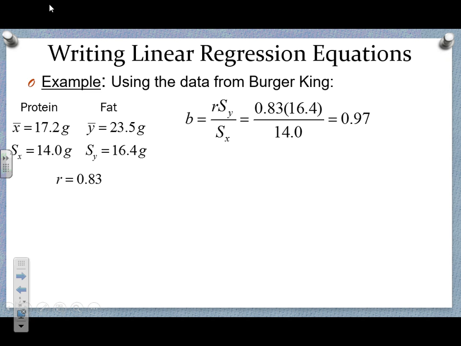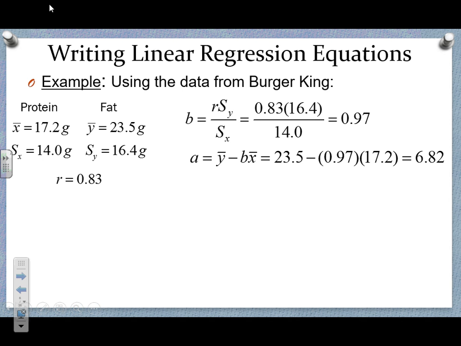So, correlation, standard deviation of y, 16.4, standard deviation of x, 14.0. We get a slope of 0.97. Okay? Once we have our slope, we can go ahead and plug it into the second part of our equation to find our value for our y-intercept. So for the y-intercept, we take y bar minus slope times x bar. So y bar is 23.5 minus slope 0.97 times x bar 17.2. When we do that, I get a value of 6.82 for our y-intercept.